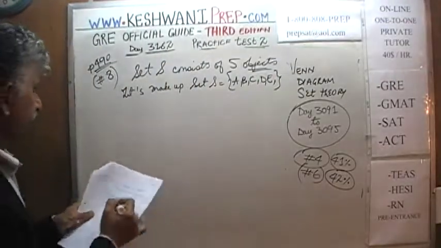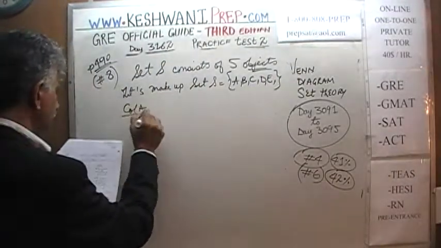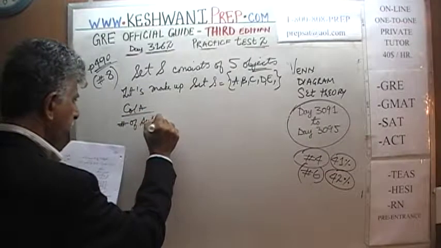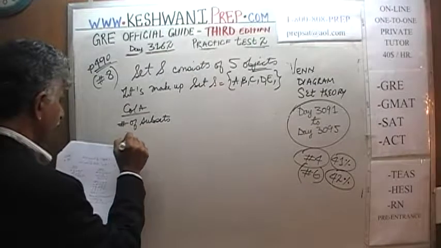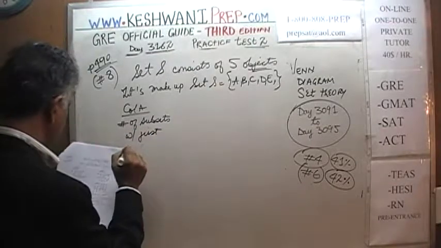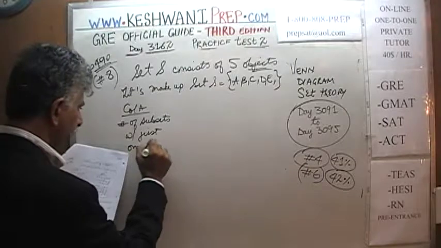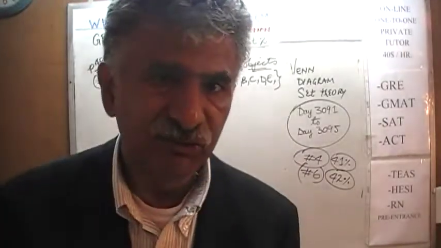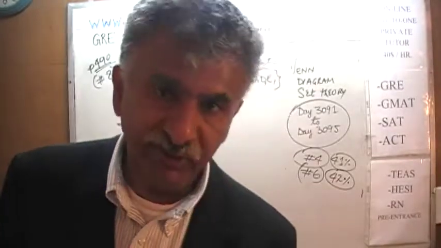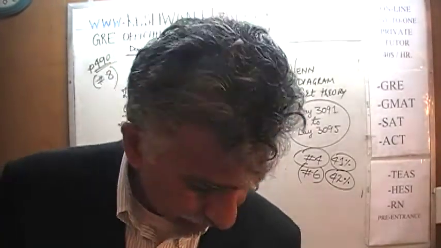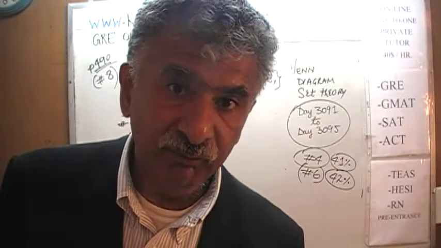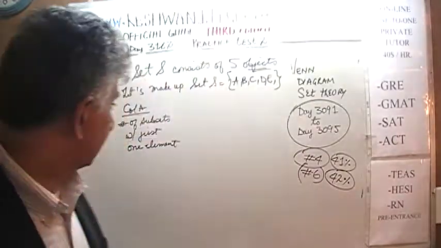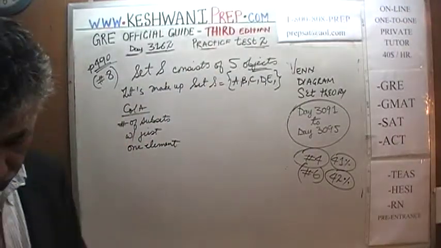Understand? Column A, we are told, is the number of subsets with just one element. How many subsets can we have? If set S consists of 5 elements, how many subsets of S can we have containing only one object? I'm going to read verbatim how they phrase it in the book. It says, the number of subsets of S that consists of one object. Yeah, with just one object. That's pretty much what they said.